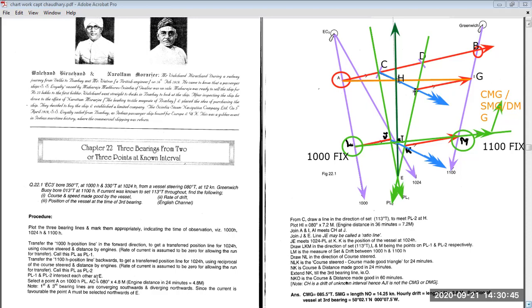Then PL1 and PL2 intersect each other at E. Select any point, and we put this set. We first plot the course, which you have already done, and we put the set, and you can follow this method and get the answer from here. So here we get the course made good 085.5, speed made good 14.25 knots, hourly drift equal to length equal to 2.8 meters, and the position of the vessel at the third bearing is this.